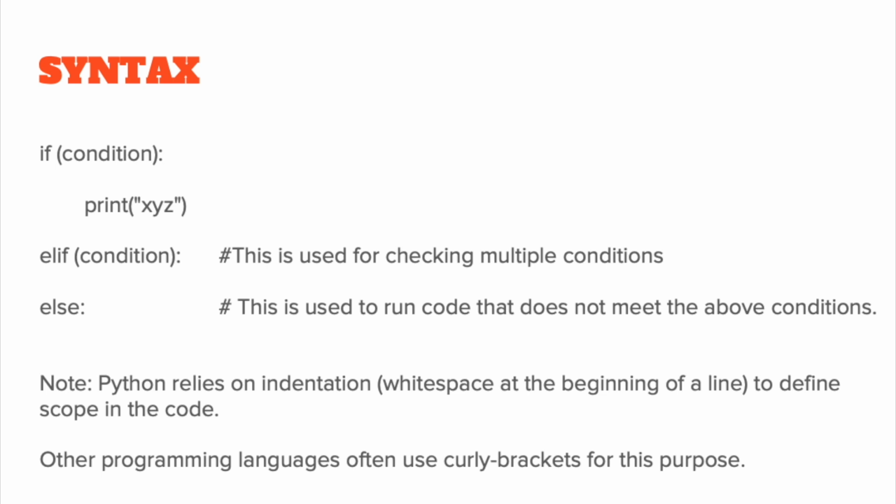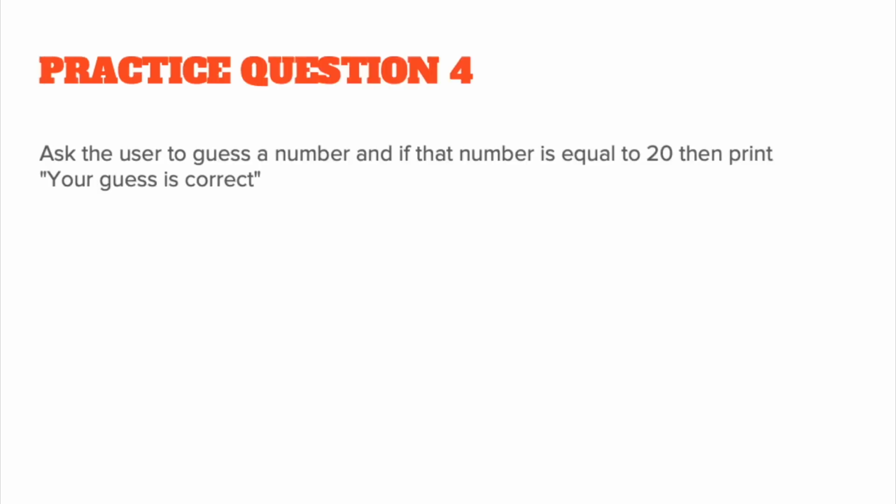Now note that Python relies on indentation, which is white space at the beginning of a line, to define the scope of the code. So the print statement is part of the original condition, and it will only run if the original condition was met. Now, in other languages, you would probably be using curly brackets or something like that to denote this, but in Python, we use indentation.